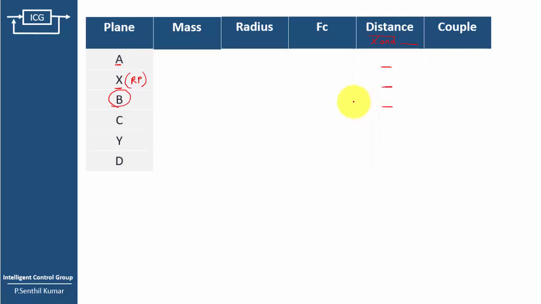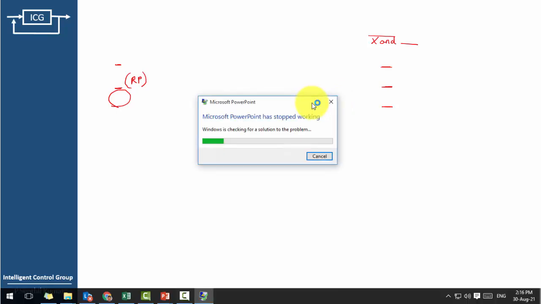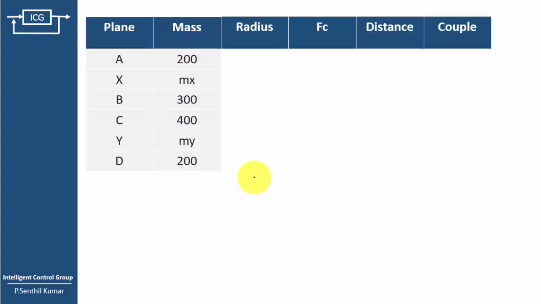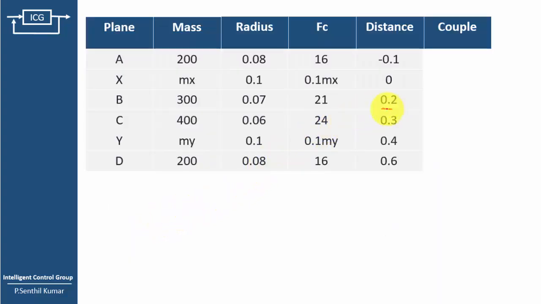Just go back to the diagram. A to B is 0.3 meter. This is 0.1 meter, then the remaining distance is 0.2 meter. So here I can mark 0.2 meter. Similarly find the distance between X and the corresponding plane. Here X and C is 0.3 meter. Then X and Y is 0.4 meter. X and corresponding plane D is 0.6 meter.